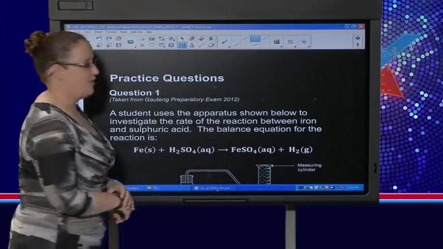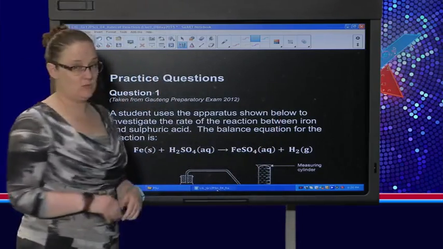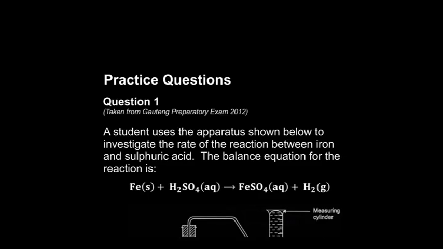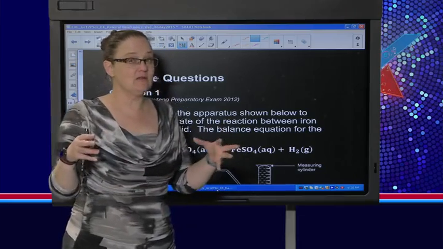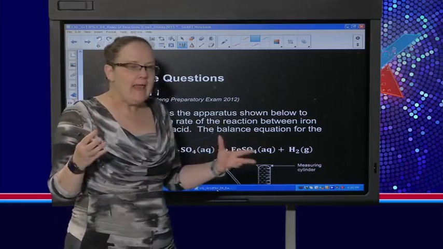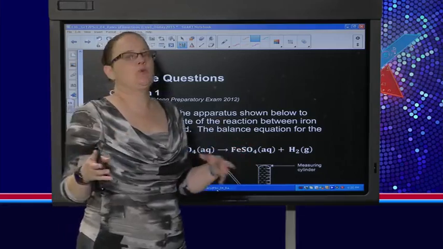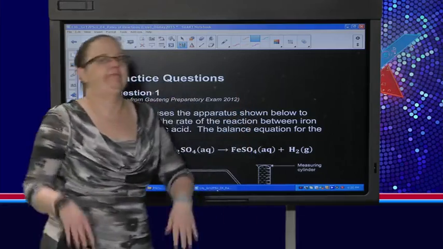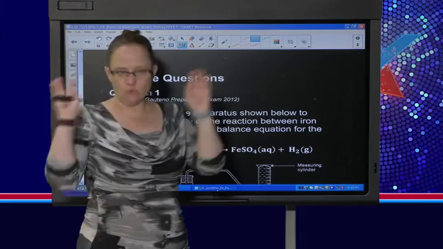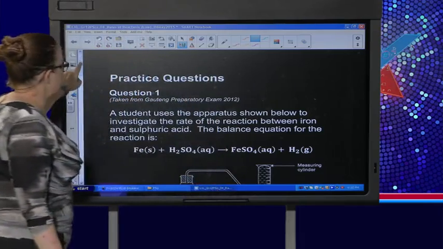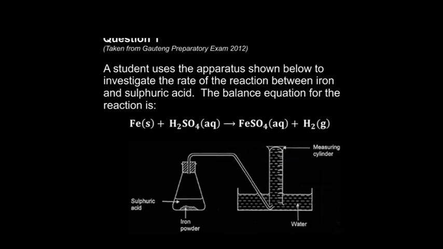Okay, so let's jump into this one. This is from the Gauteng Prelim 2012. We've chosen these questions deliberately because it gives us a nice range of questions, but also this section lends itself to skills questions like what is an investigative question and safety measures and all of those sort of things, okay? So a student uses the apparatus below to investigate the rate of reaction between iron and sulfuric acid.